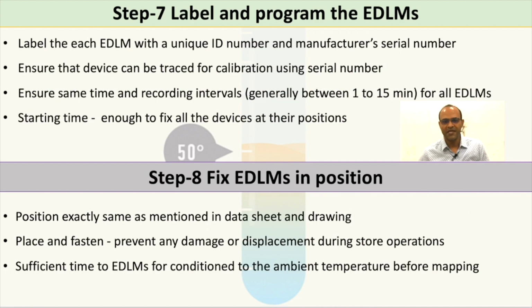Label and program the EDLMs. Label each EDLM with a unique ID and the manufacturer serial number. Ensure that the device can be traced for calibration using serial numbers. Ensure the same start time and recording interval, for example, generally between 1 to 15 minutes for all the EDLMs, depending upon the storage space within the electronic data logging monitoring system. Set the starting time to allow enough time to fix all the devices at all the positions.